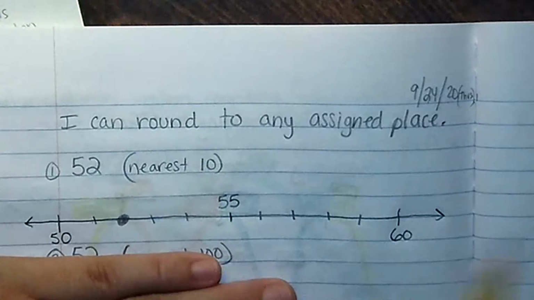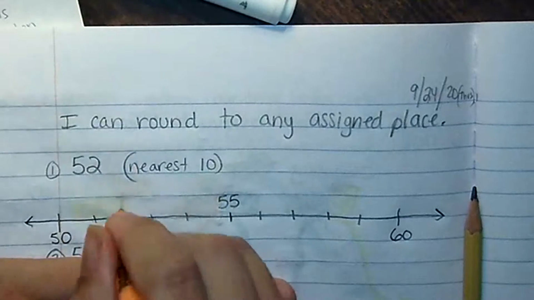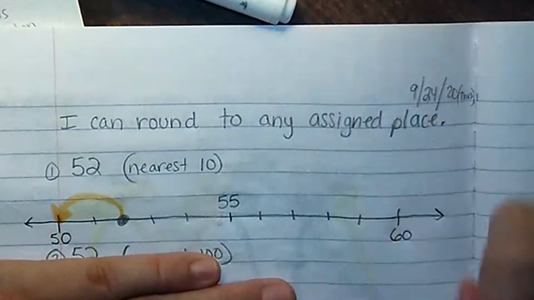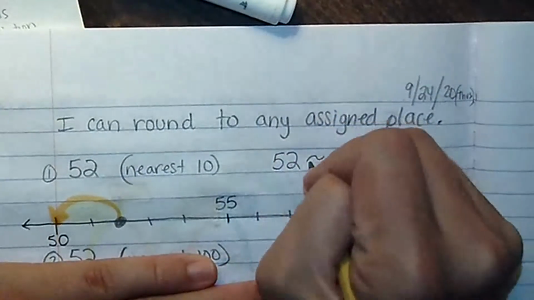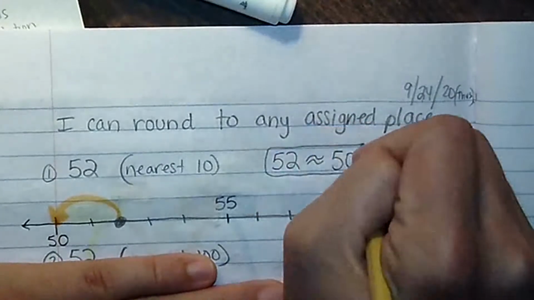So is 52 closer to 50 or closer to 60? Well, I would say that 52 is definitely closer to 50. So we would say that 52 rounds to 50. And that's our answer.